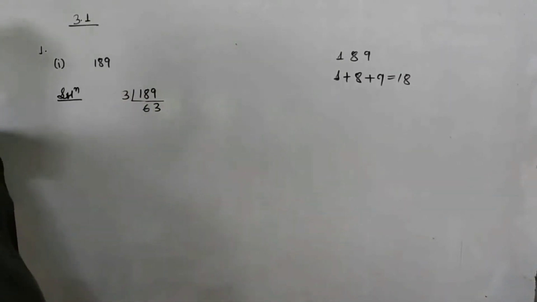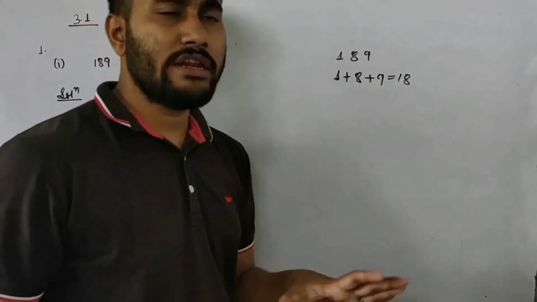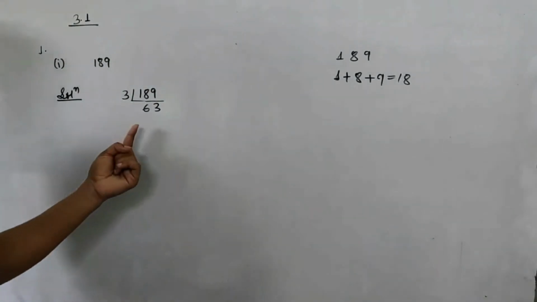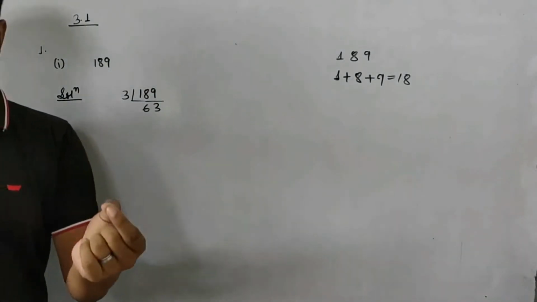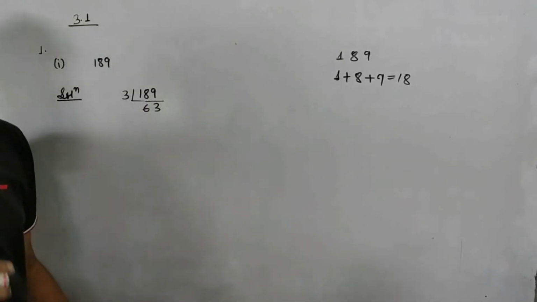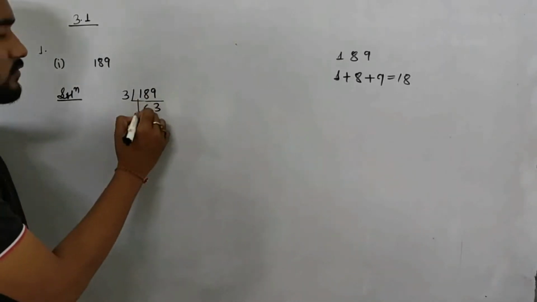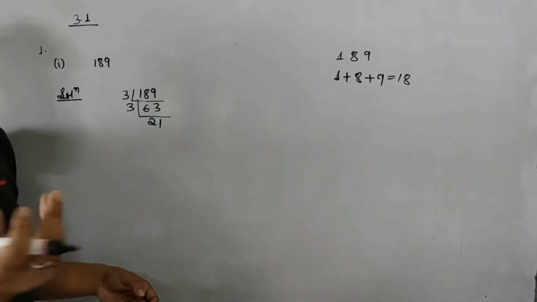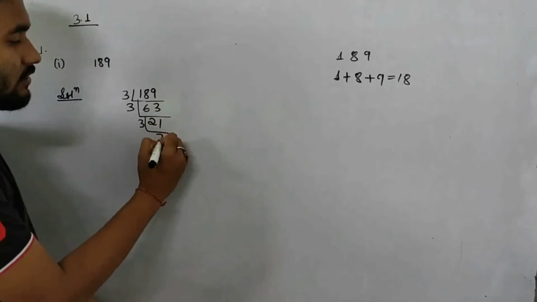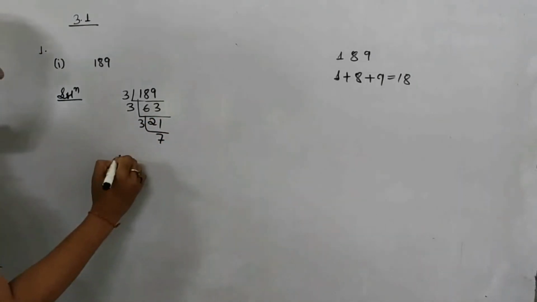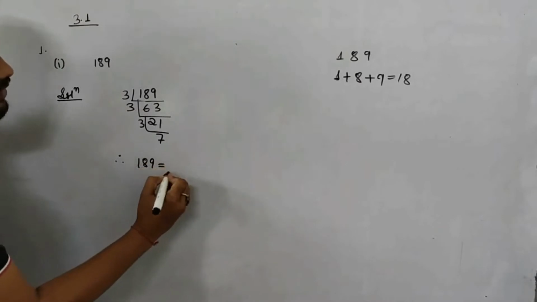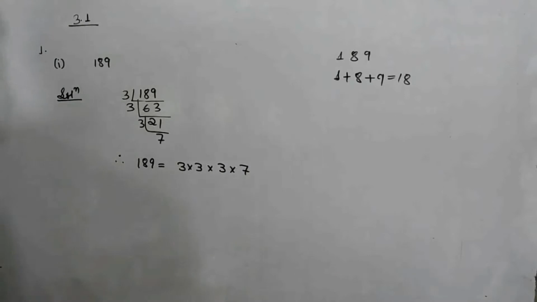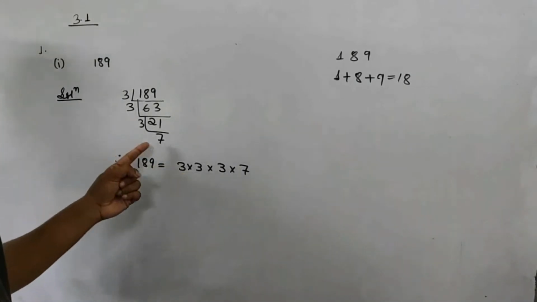Okay, again you see 63 is there, right? We have already come to know that it is not divisible by 2, so no need to check 2. Okay, 2 gone, finished. 63: 6 plus 3 is 9, so it is divisible by 3 again. 3 twos are 6, 3 ones are 3, 21. Now this is very easy. 3 sevens are 21. Therefore 189 is equal to 3 into 3 into 3 into 7.